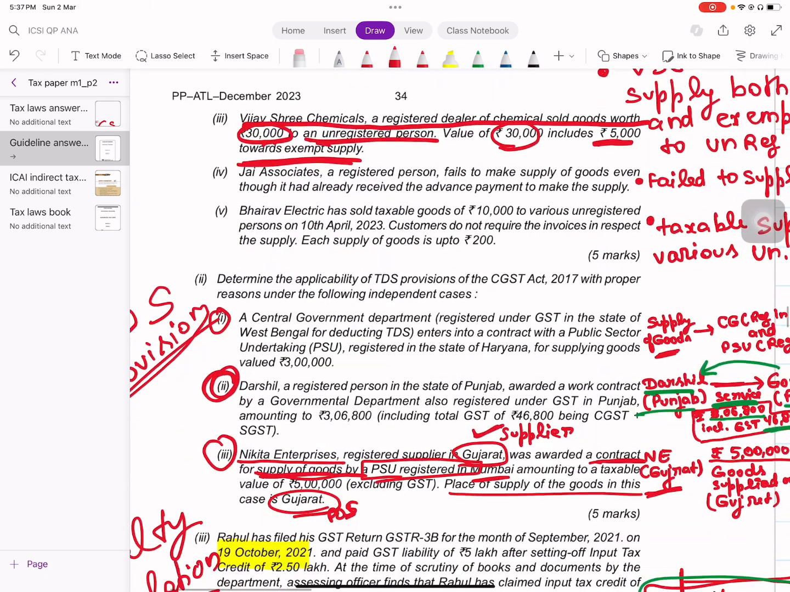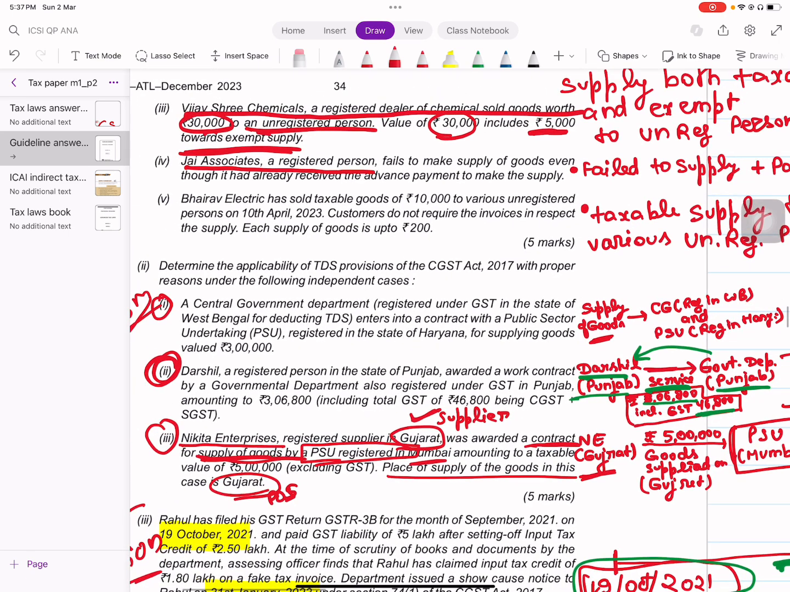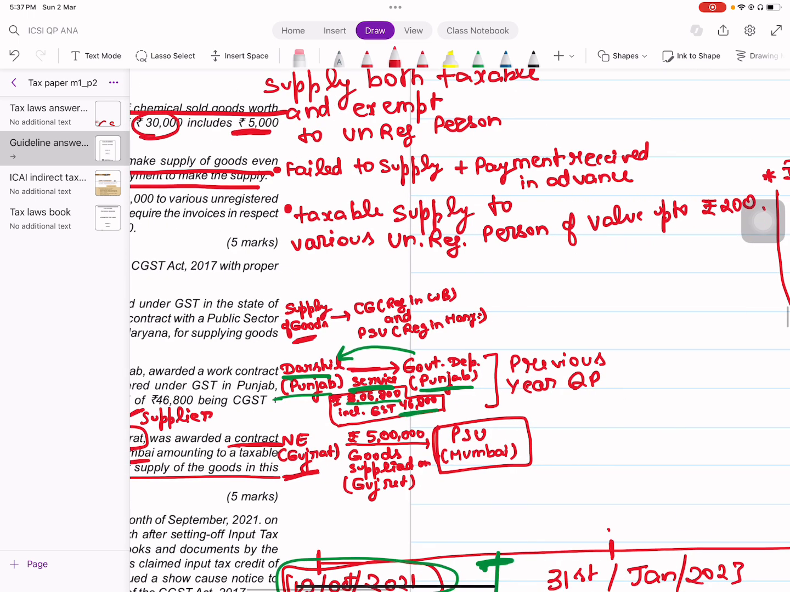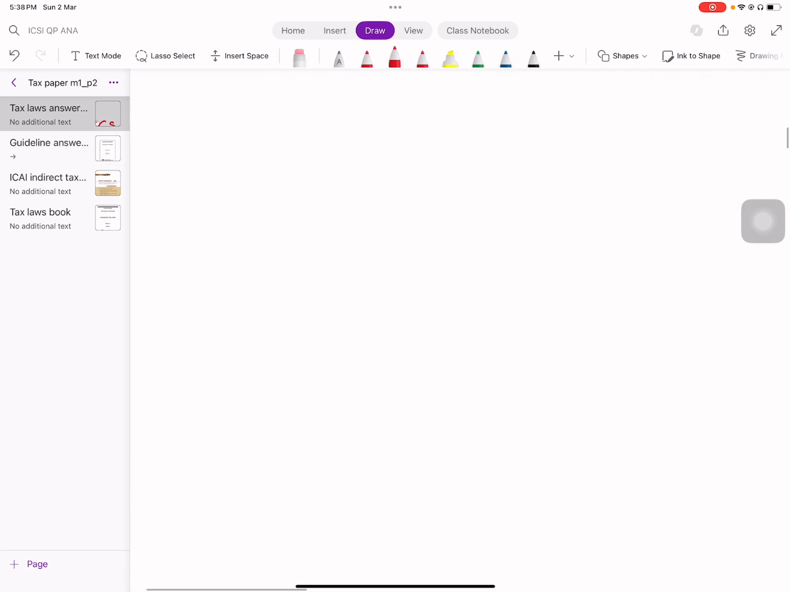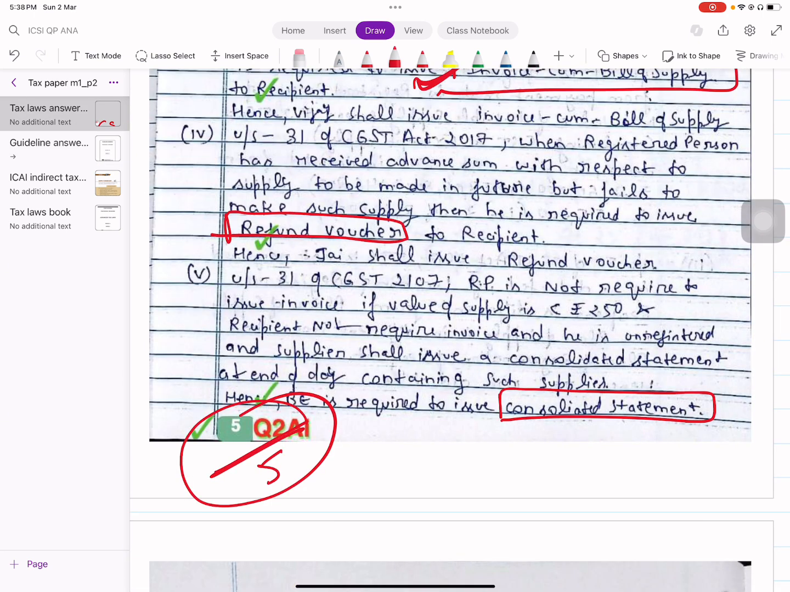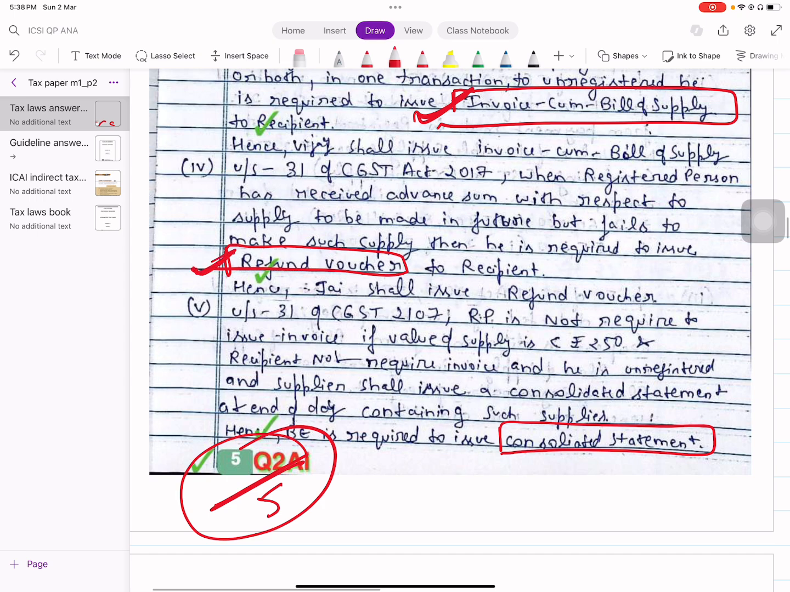Now let's move on to the fourth point. Jai Associate, a registered person, fails to make supply of goods even though it had already received the advance payment to make the supply. Now what happened? Failed to supply the goods, but payment has been received in advance. Now he is required to refund the amount, and for this he is required to issue a refund voucher.